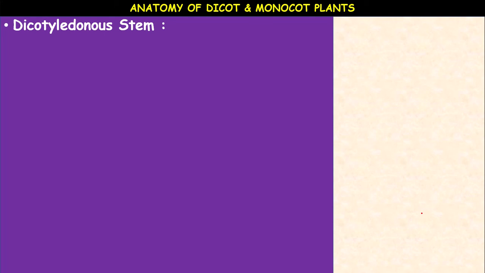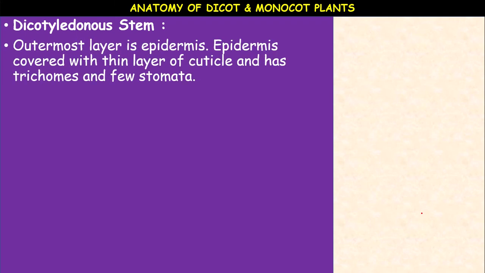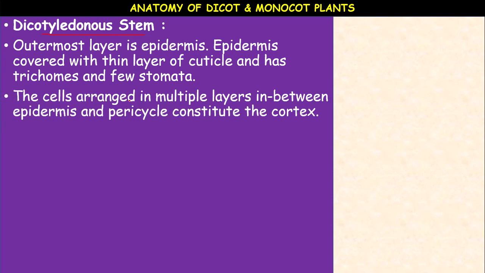Now come to the dicot stem. The outermost layer is the epidermis. The epidermis is covered with a thin layer of cuticle and has trichomes and a few stomata. The cells arranged in multiple layers in between the epidermis and pericycle constitute the cortex.